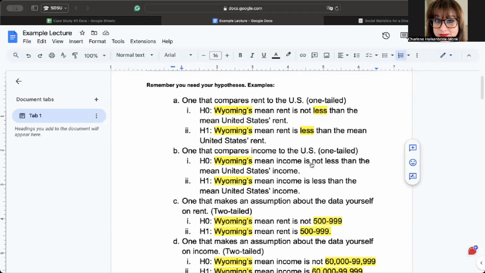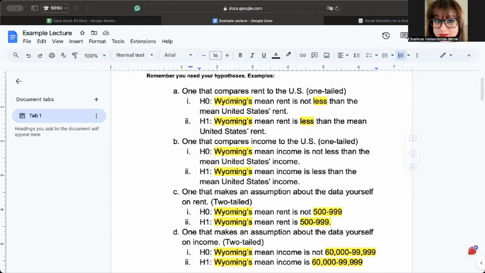I gave you an example if I was doing Wyoming, for instance, comparing it to the United States or within itself. In this case, your one-tailed test is basically saying that Wyoming, and the highlighted portion is what you can plug in, whatever you are changing. Wyoming, in this case your state, mean rent is not less than the mean United States rent, and then Wyoming's mean rent is less than the mean United States rent. I'm noticing some folks still having hiccups on this, and it's really important that you pay close attention.